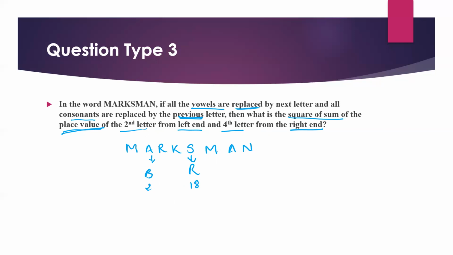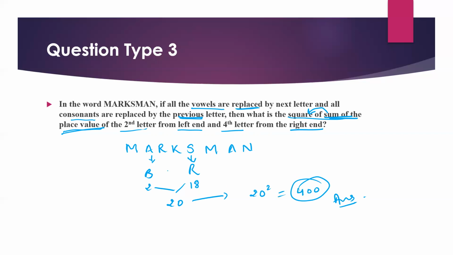Now we found the place values. After the place values, what do we have to do? We have to do the sum. It is asking for the sum, so add it. What do we get? 20. After the sum, what do we have to do? The square of that sum. What is 20 squared? 400. So our answer will be 400. We did the square of the sum of the place values after changing the letters.